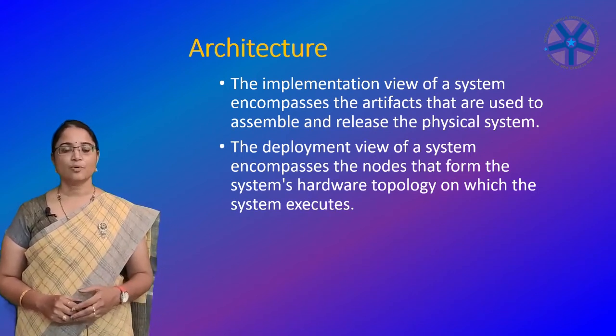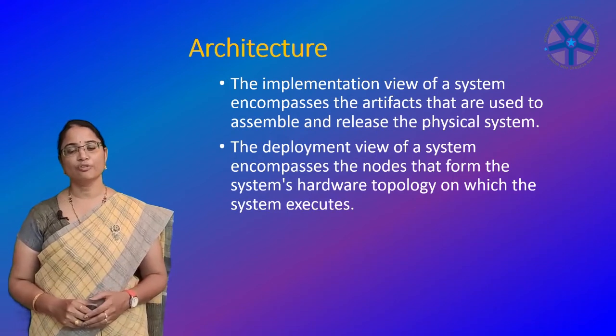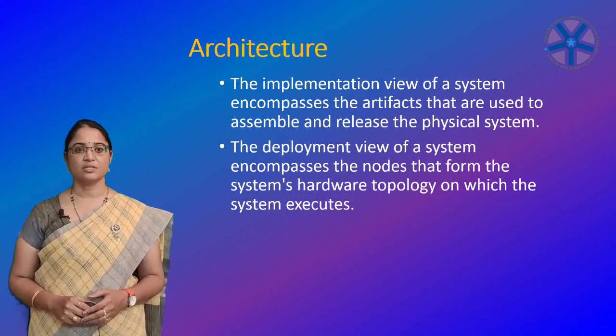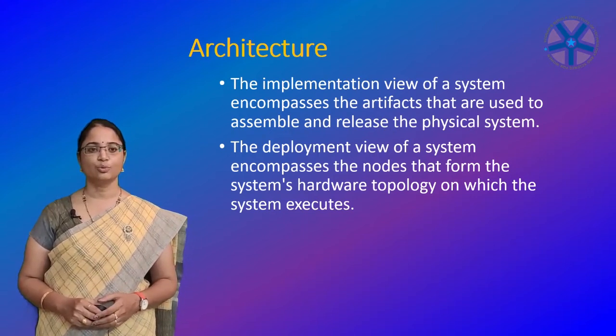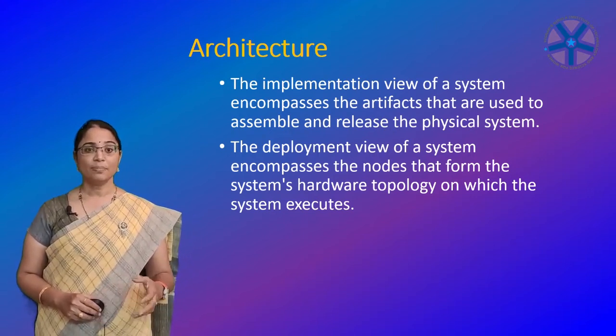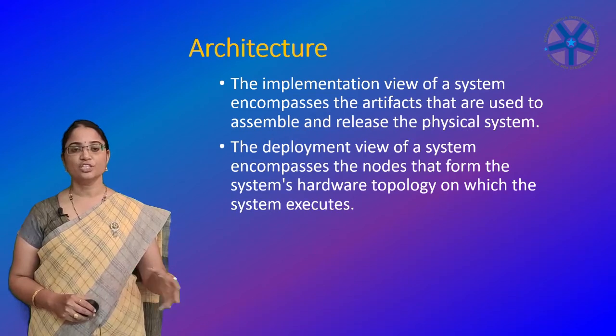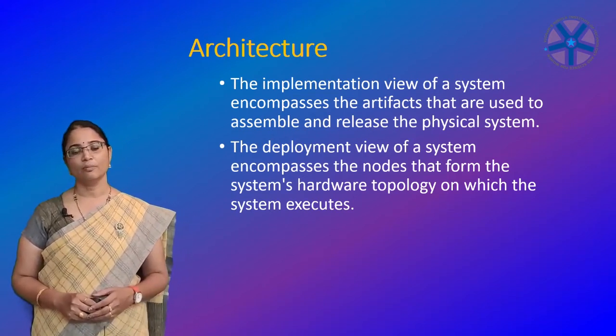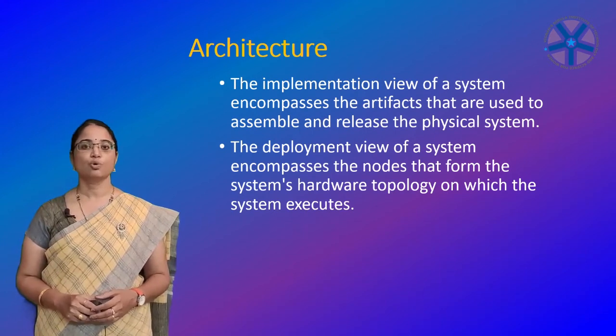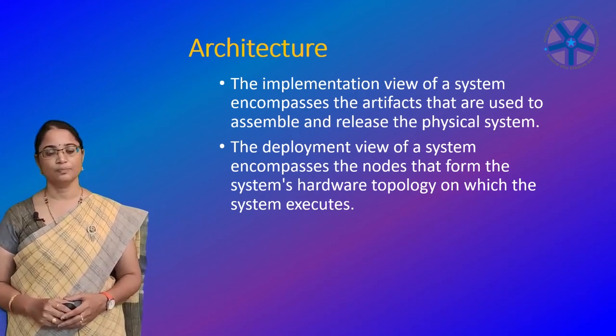That means for the process view, we need to go for the active classes, which represent the thread of control. So that is the use of active classes. The UML permits you to express each of these 5 views. This is regarding the architecture of the UML. Here we have 5 views. That is what we have discussed till now.